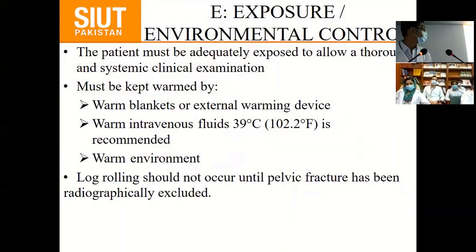E: Exposure and environment control. The patient must be adequately exposed to allow a thorough and systematic clinical examination. The patient must be kept warm. We must apply warm blankets and external warming devices. Giving warm intravenous fluid at a temperature of 102 degrees Fahrenheit, equivalent to 39 degrees centigrade, is recommended, and the environment should be warm. Log rolling should not occur until pelvic fracture has been radiologically excluded.